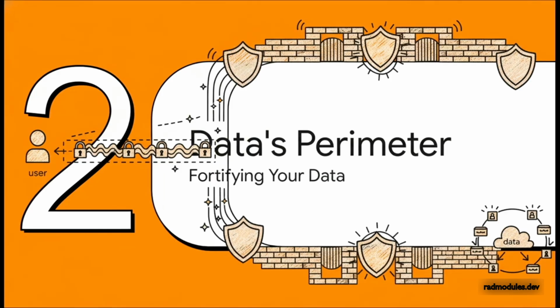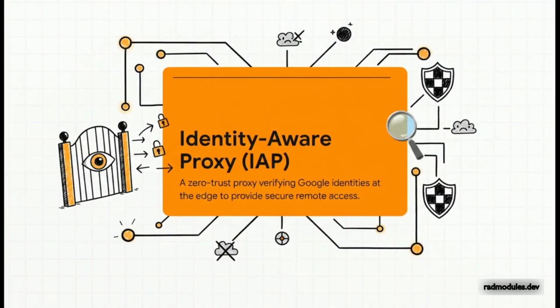Okay, so we figured out who has access. Now let's talk about where they can access it from. It's time to build the walls of our fortress, protecting the boundaries of our network and data. This is all about creating layers of defense, and we'll start with how users actually connect. This is where Identity-Aware Proxy, or IAP, comes into play. You can think of it like a modern, super intelligent bouncer for your applications.